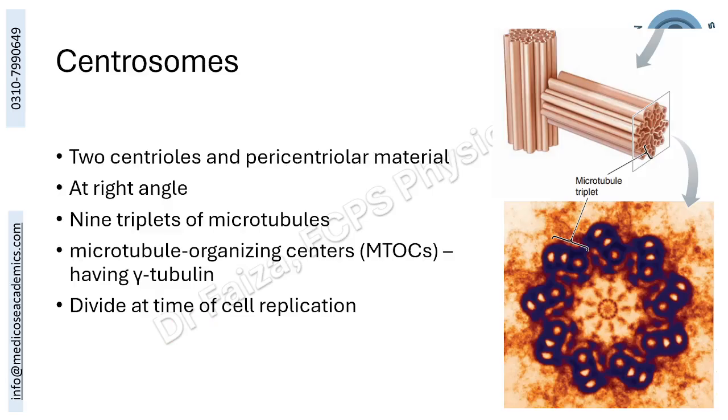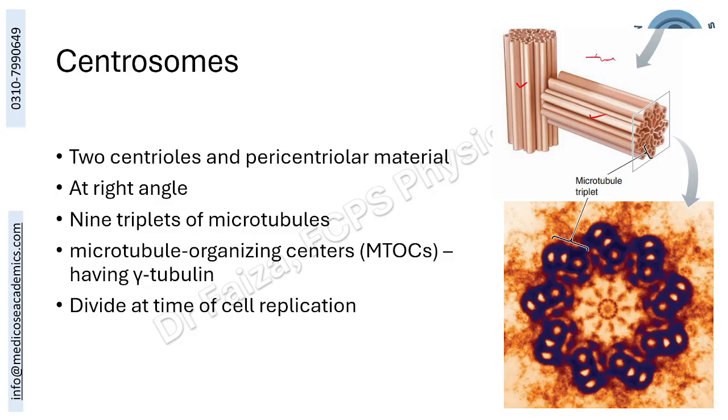Lastly, the centrosomes. Centrosomes have a role to play in cell division. These are composed of two centrioles and the pericentriolar material. You can see two centrioles over here, and these are present at right angles to each other. Inside each centriole, you can appreciate nine triplets of microtubules. We also call this the microtubule organizing center, and it has gamma tubulin, which helps in assembling alpha and beta tubulin from its positive to the negative end.